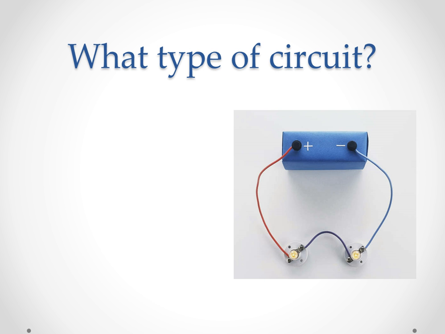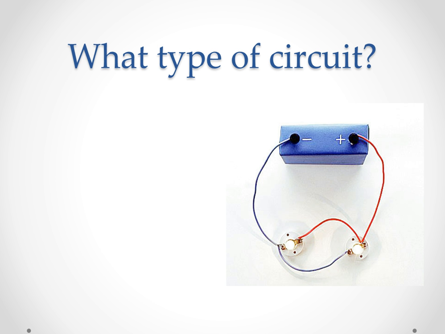What type of circuit do you think this is? This is a series circuit because there is only one path for the electricity to flow. What type of circuit is this? This is a parallel circuit because there are two paths for the electricity to flow to get from one end of the power source to the other end of the power source.